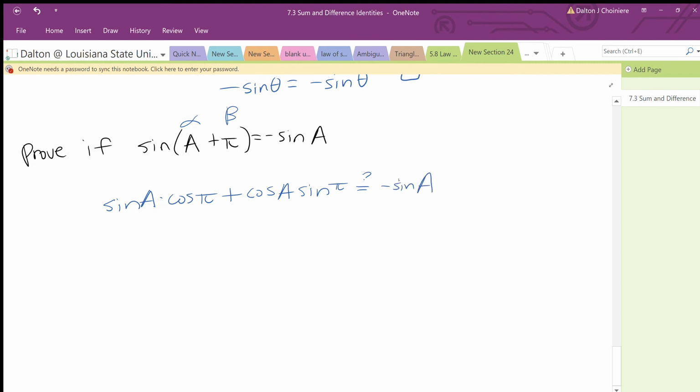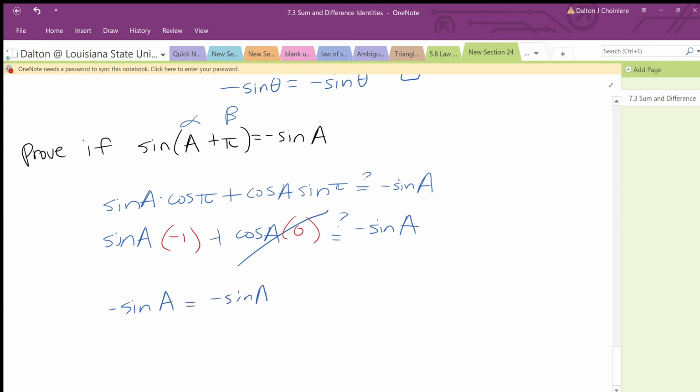Well, again, I don't know what sine a is, so that's the input. But I do know that the cosine of pi, on my unit circle at pi, the x value is negative 1. Plus, I don't know what the cosine of a is, but I do know that the sine of pi, the y value at pi, is 0. So what that means is, if my cosine times 0 cancels, then I have proven that negative sine a is definitely equal to negative sine a. So that's how you can verify those proofs.